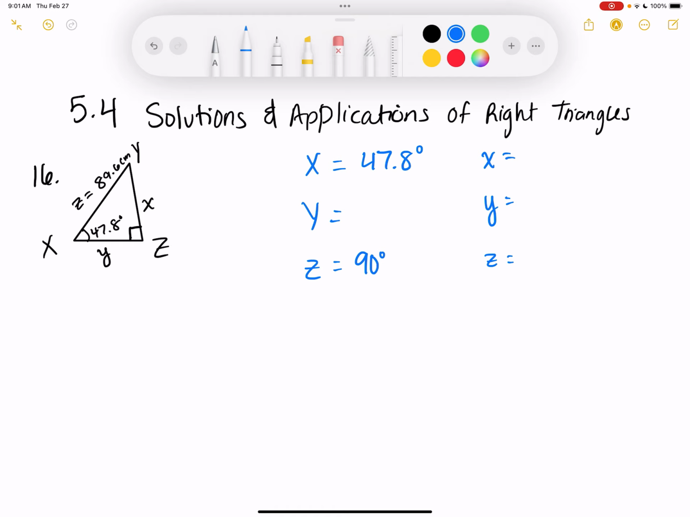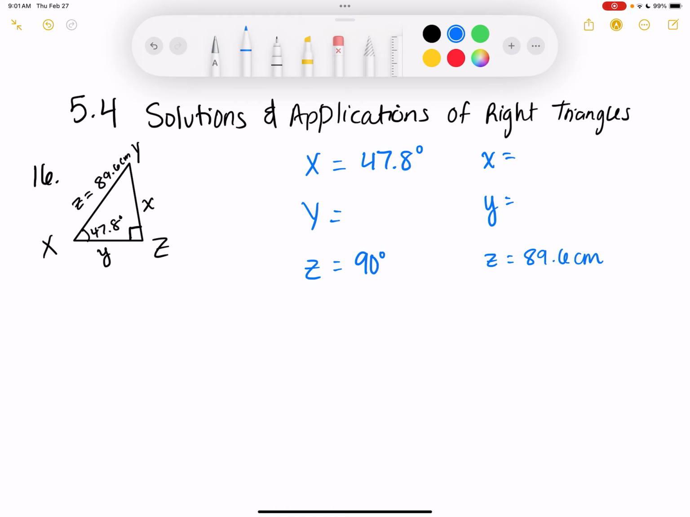That's why I like A, B, and C. Well, C is kind of hard to tell, but X, Y, and Z, they all kind of look the same. So you just have to make sure wherever your angles are, you put the little degree symbol on them. So the easiest thing to find, I guess I should put Z, we also know, is 89.6 centimeters. There we go. The easiest thing to find first is going to be that third angle.